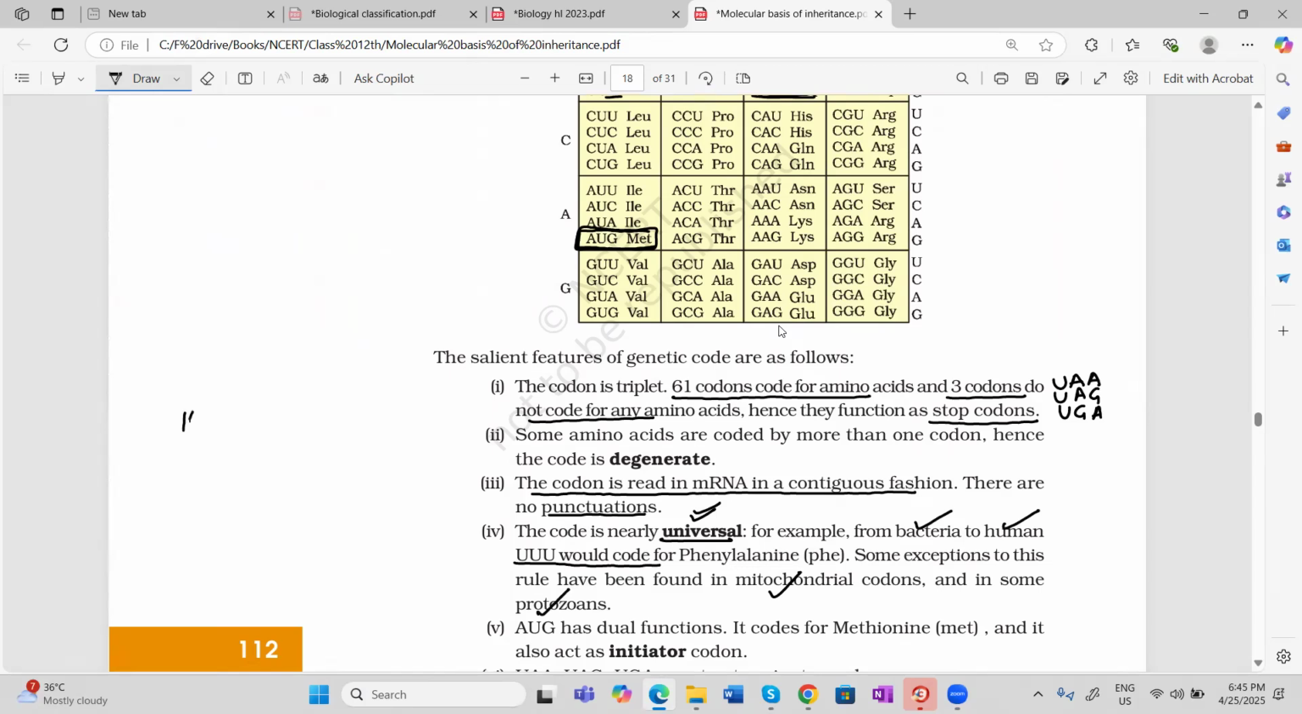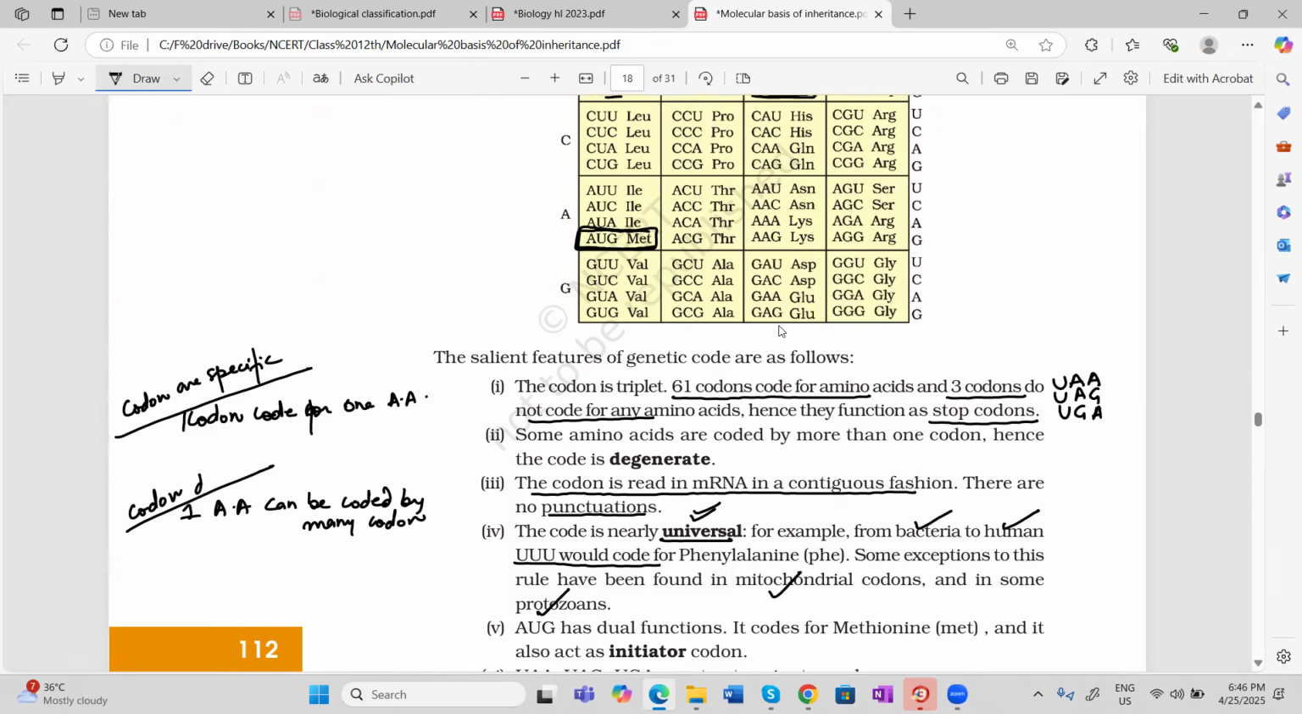Now, one codon codes for only one amino acid. Is it clear? Means codons are specific. They code for one amino acid. But see the line of what I'm writing. One amino acid can be coded by many codons. It means codon degenerate. Write this way, it will be helpful for you, because this is a question they can twist. Some amino acids are coded by more than one codon. We say codon degenerate.